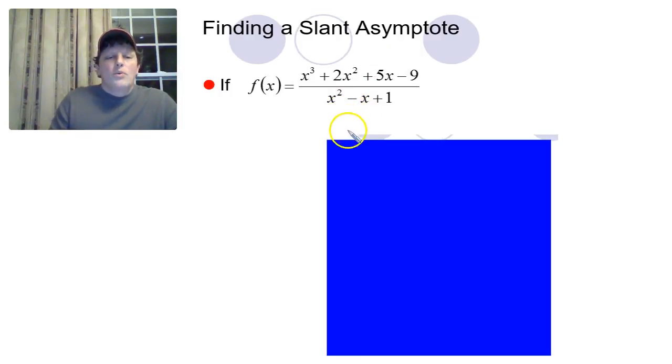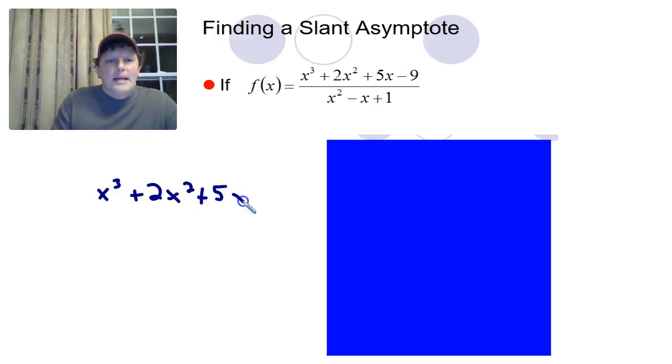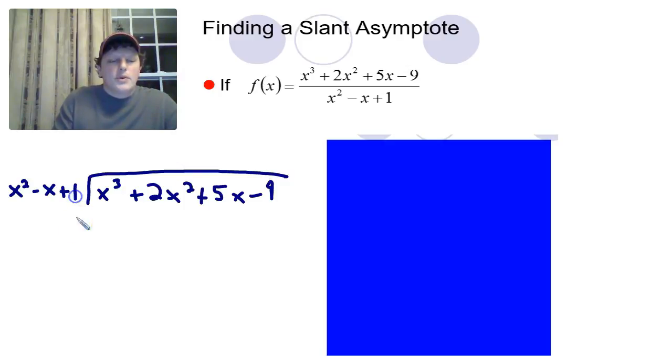So instead, we're going to have to use long division. This is something that students either love or hate. You just got to do it. All right, so remember, we put all of the terms in order. x to the third plus 2x squared plus 5x minus 9. That's our numerator, and we're going to divide by x squared minus x plus 1.